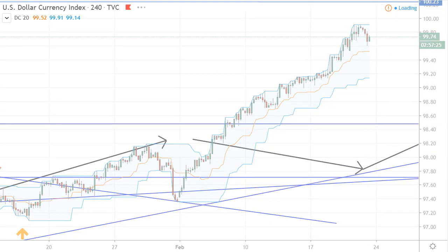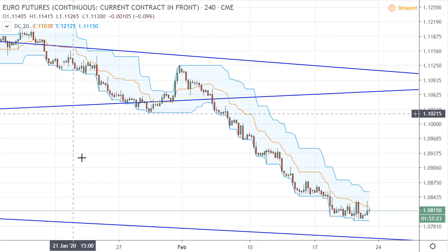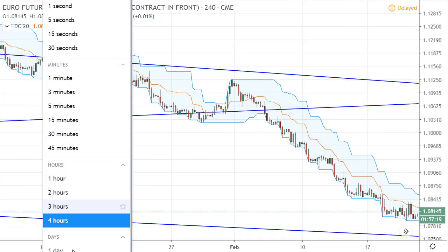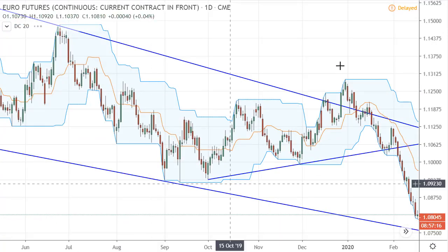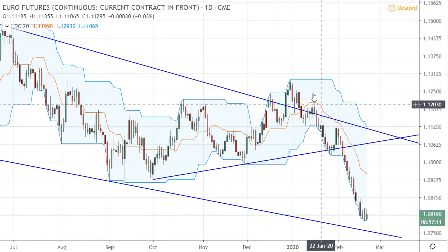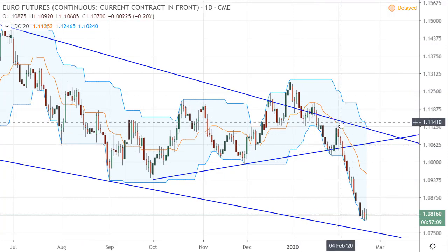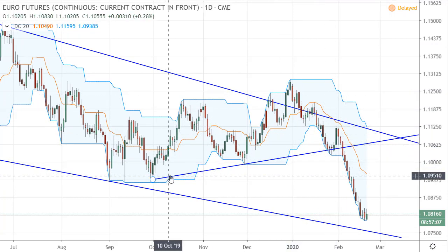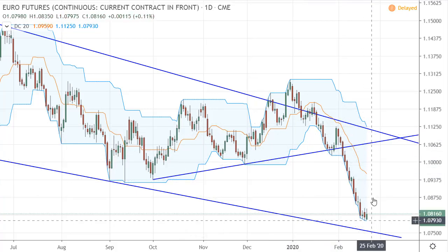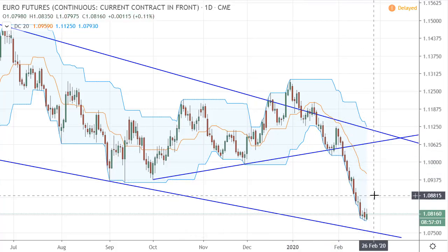And somebody asked me about the euro. Euro is quite opposite. A lot of the time it looks like the dollar index, but in reverse. Also a fake breakout, fell back into the channel, retested the channel, and then we got ourselves a second entry after this trend line broke as well. So very clear direction: bearishness for the euro, bullishness for the dollar.